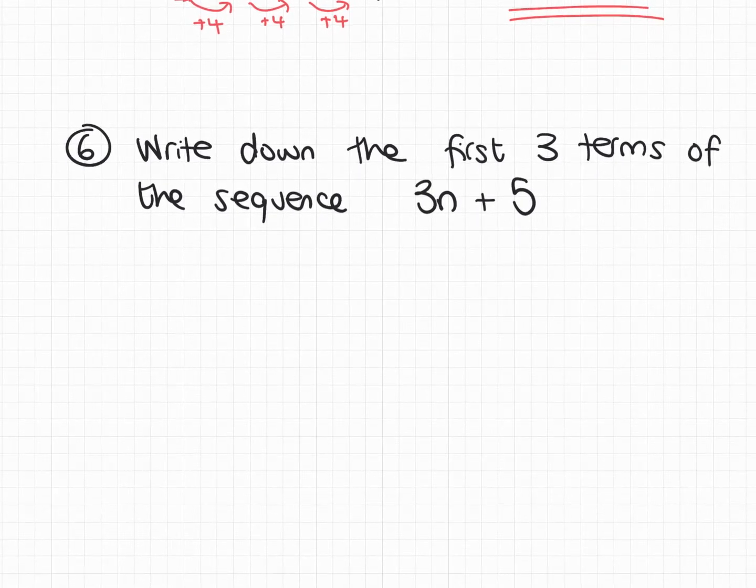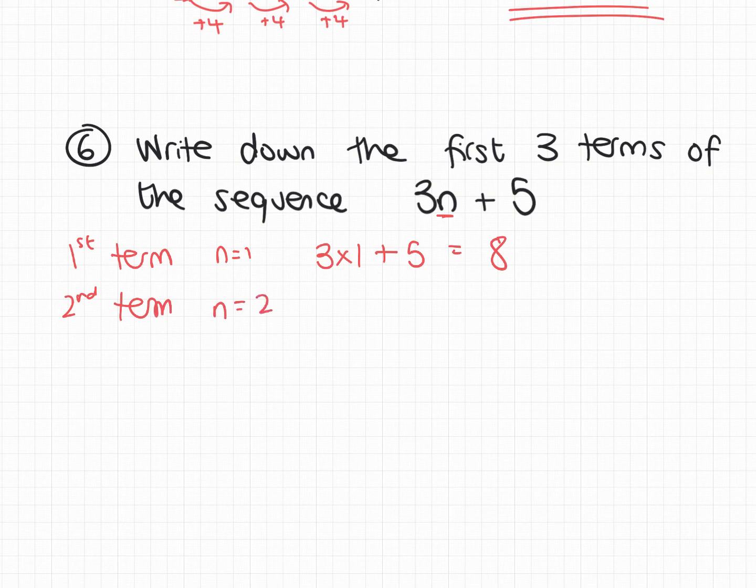And question 6, write down the first 3 terms of the sequence 3n plus 5. So to get the first term, all we're going to do is put in that n equals 1. So if n is 1 in here, I'm going to have 3 times 1 plus 5. So 3 times 1 is 3 plus 5 is 8. The second term is going to be when n equals 2. So 3 times 2 is 6 plus 5 is 11.